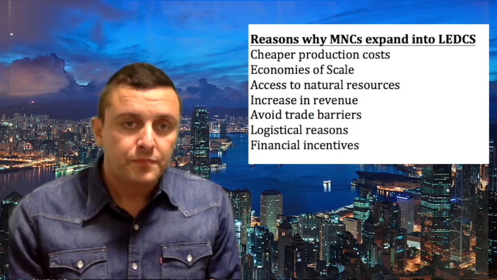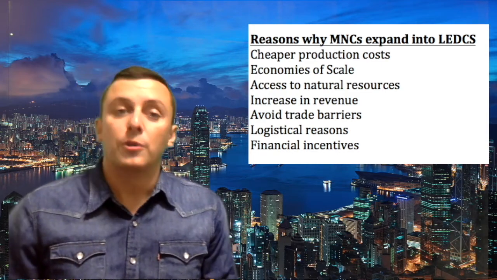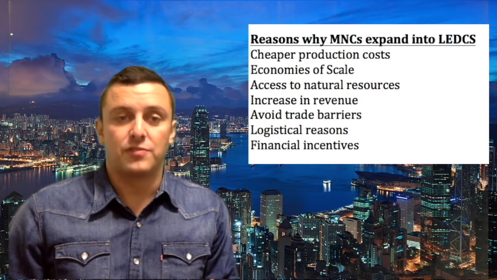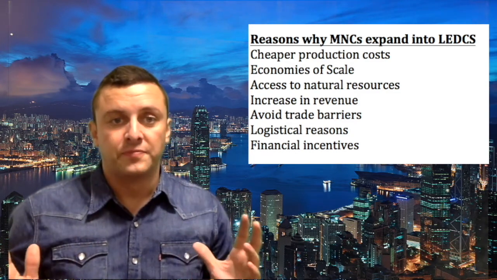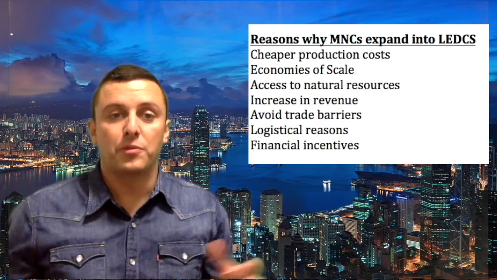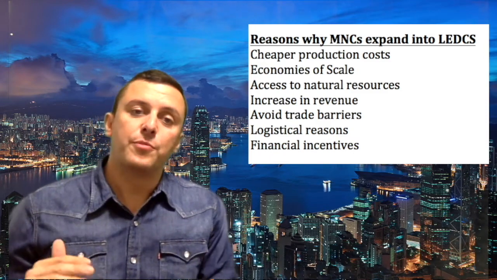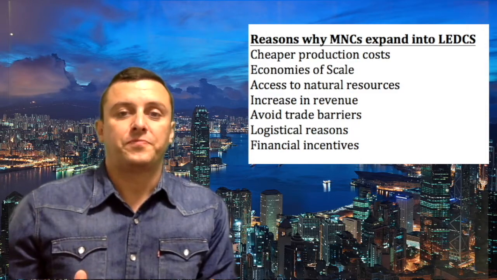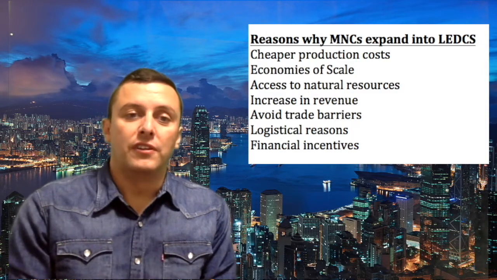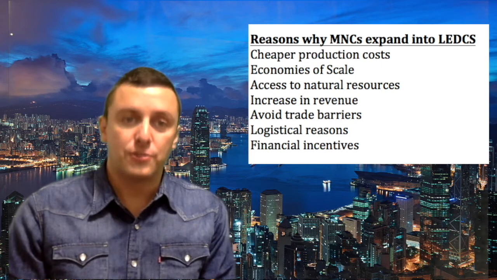Okay, number two is economies of scale. Now, you'll know this from your micro section of the course. That's when, as the company gets larger and larger and opens up into new markets, the costs of producing each additional good is reduced.